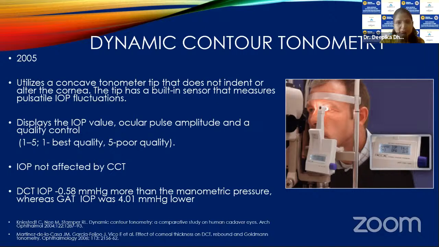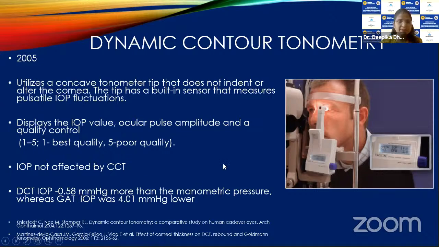It uses the principle of contour matching, and there is a piezoelectric sensor inside which detects the dynamic IOP value. It gives the IOP value as well as the ocular pulse amplitude and a quality control score. The quality gives a value of 1 to 5. 1 means best quality and 5 means poor quality. Quality scores of less than or equal to 3 are acceptable. It is said that in this, IOP is not affected by central corneal thickness.